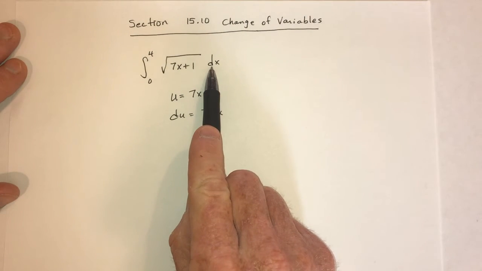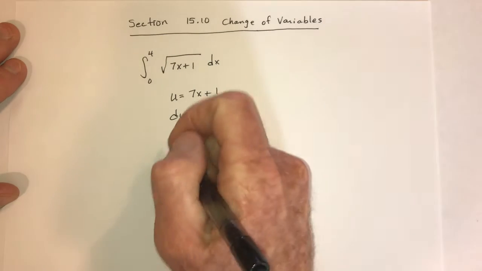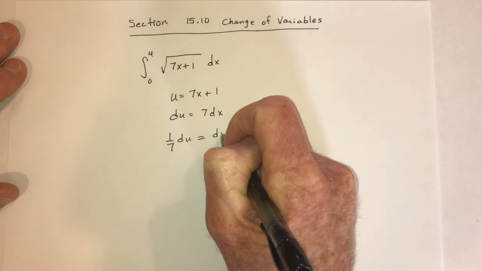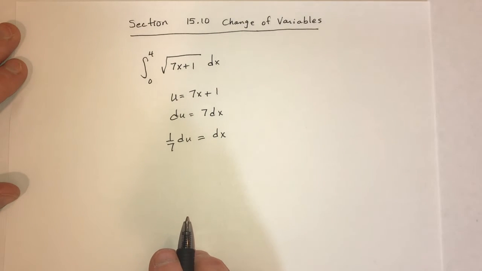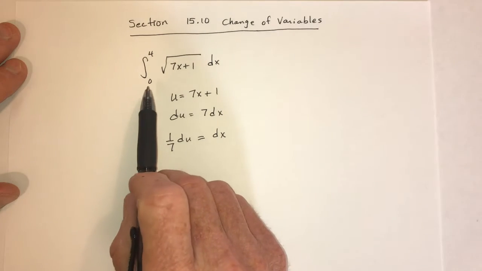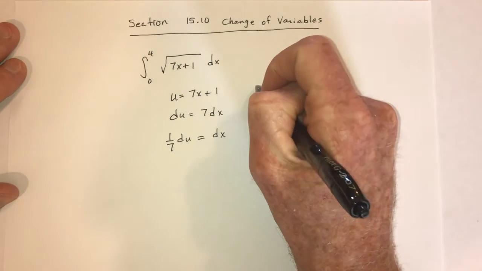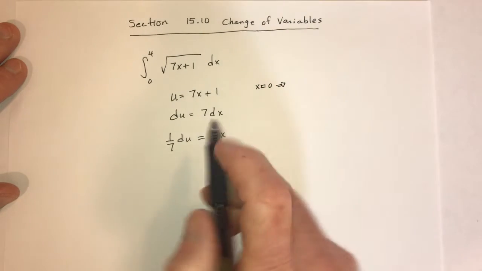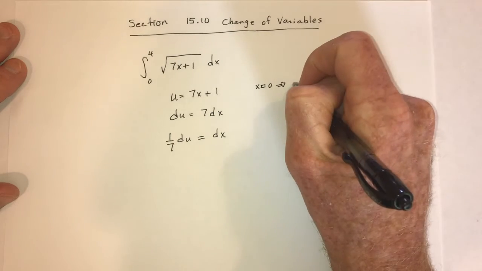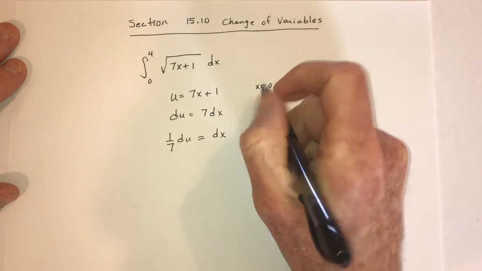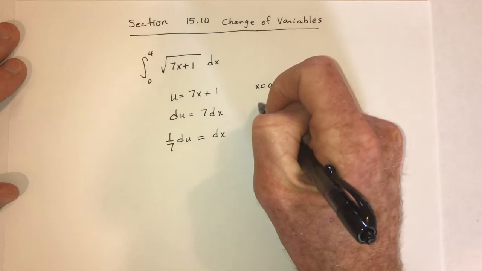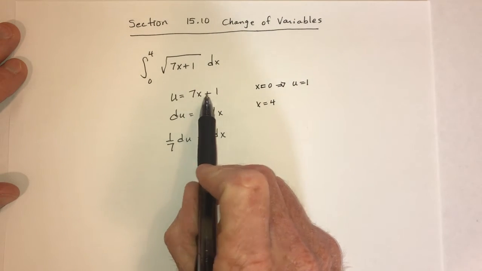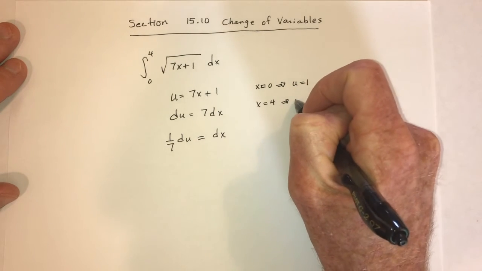So then we need to find out what dx is equal to. So multiply both sides by 1/7. And if we're going to change to u, then we could also say when x equals 0, you plug that in and u is going to equal 1. When x is equal to 4, substitute that right there, it's going to be 28 plus 1, so then u is 29.